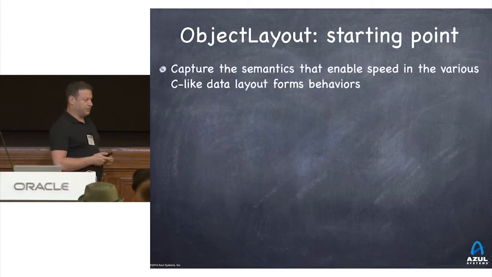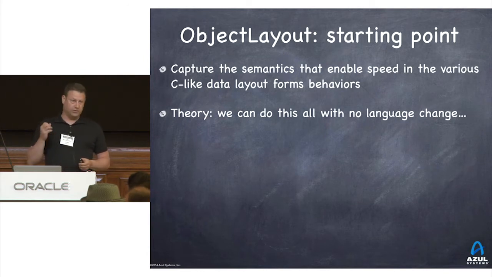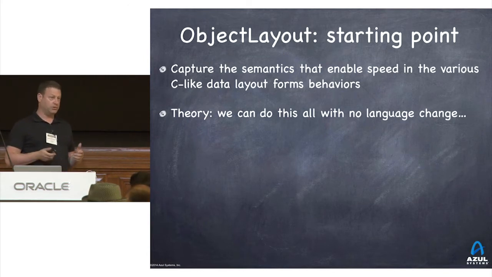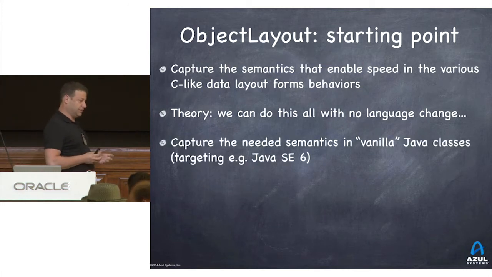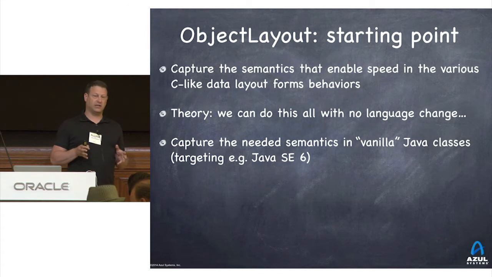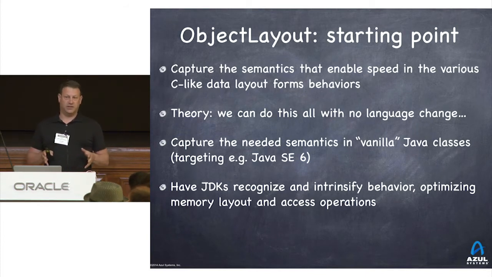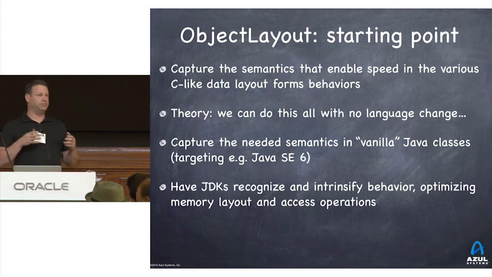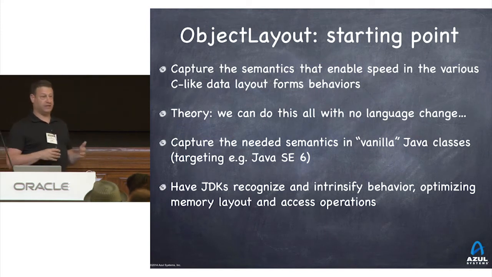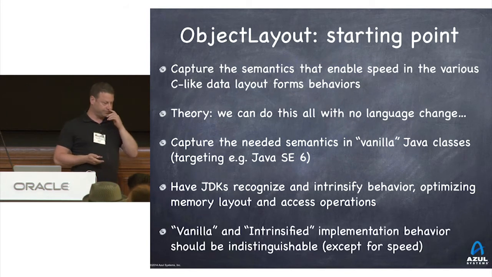The starting point for this is that we're trying to capture the semantics. We're trying to do this with no language changes or no spec changes whatsoever. And we're basically trying to express this as vanilla Java classes that'll run on any JDK that exists today. What we're doing is making it possible for JDKs to then recognize what the actual semantic contracts are and optimize for them, because with these new contracts, we'll be allowed to lay out things the right way, the way C gets to, because we tell it to.